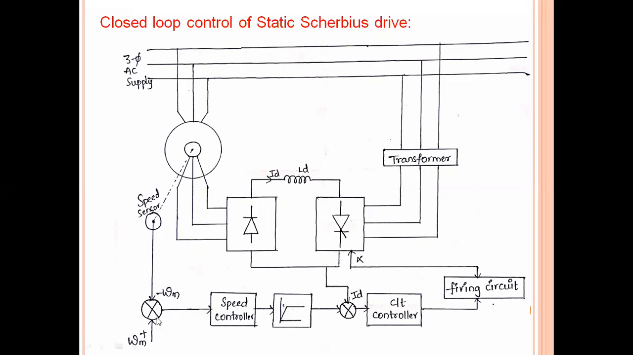This operation can be explained in two cases. You can see here the speed sensor is used to sense the speed as usual, and the actual speed and the reference speed are compared, and the speed error is generated here. This operation mainly depends upon two types of error: a positive speed error, which means the reference speed is increasing, and a negative speed error, which means the reference speed is decreasing. So these are the two different conditions. Let's see how it will operate.